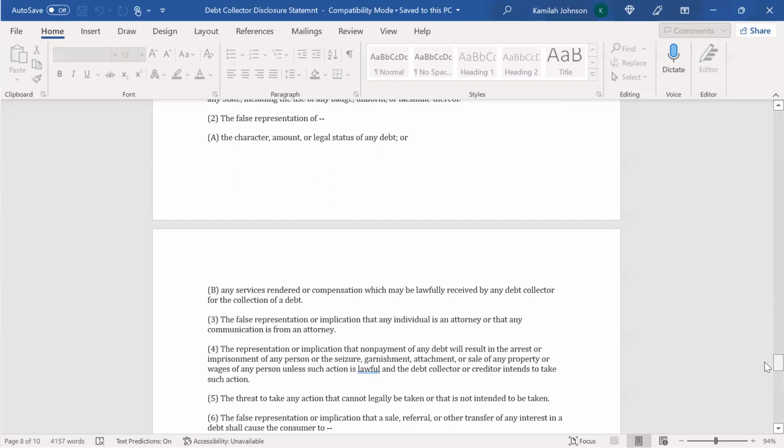Okay. That will conclude the review of the debt disclosure statement in its entirety. We will next be reviewing the HJR 192 that will also be submitted to the debt collector as well as to the CFPB when you file your complaint. I'll see you in a minute.